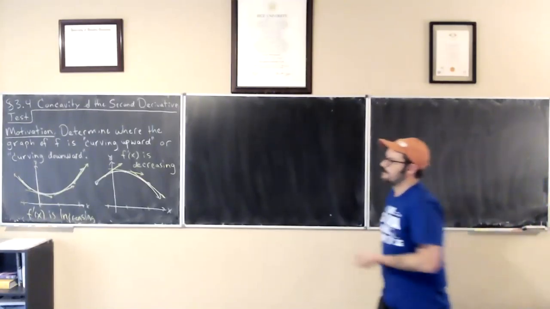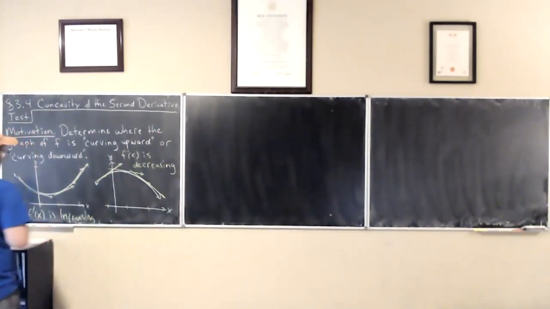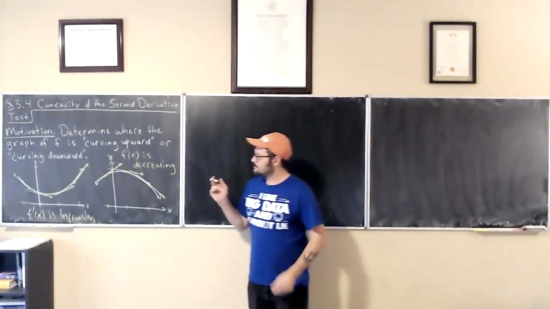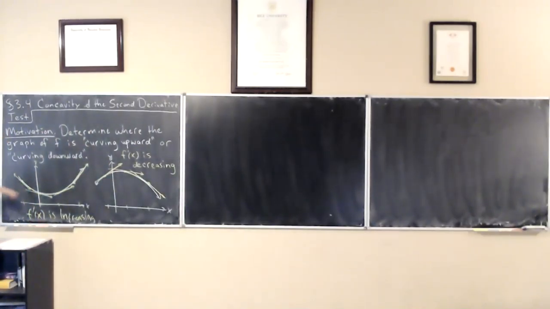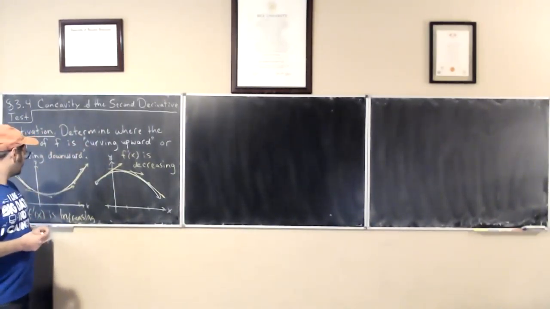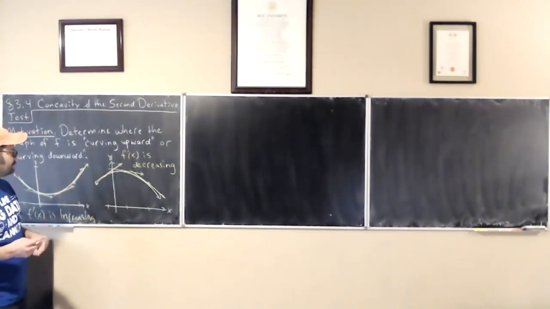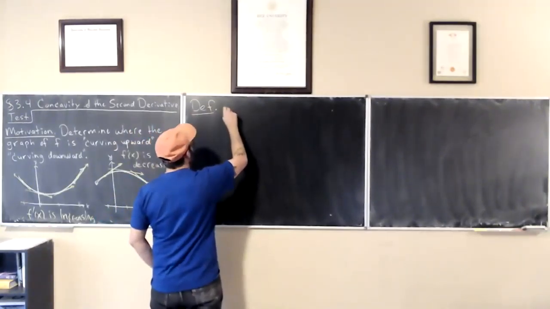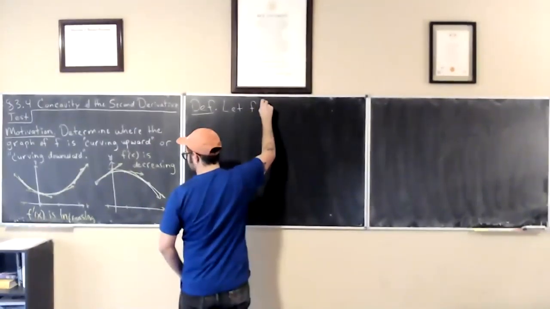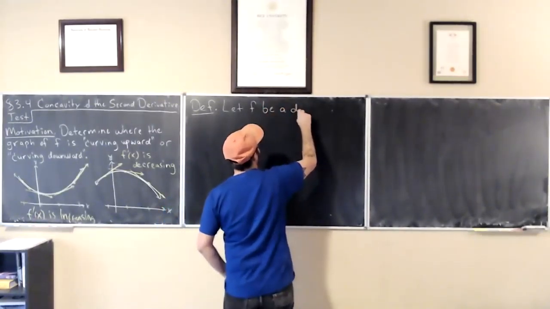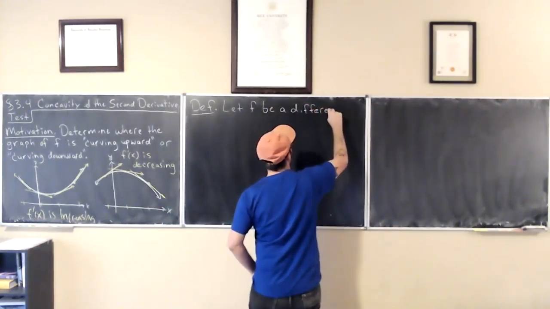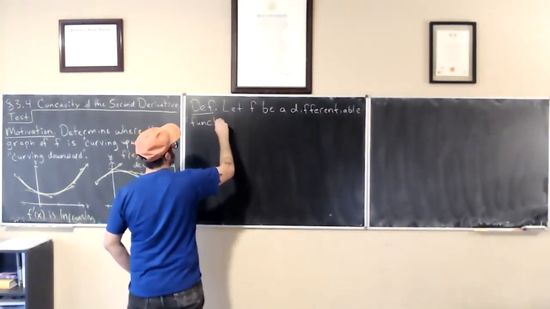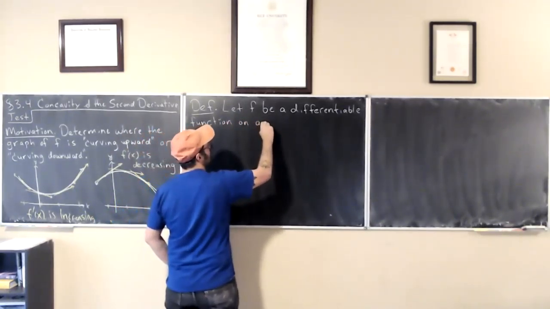So, with respect to the function itself, we know the function is increasing when the first derivative is increasing. But now we also know something about the shape of the graph when we consider the second derivative. Well, we'll get there in a moment. So let me just go ahead and define this concept. So let f, say, be a differentiable function on an open interval I.